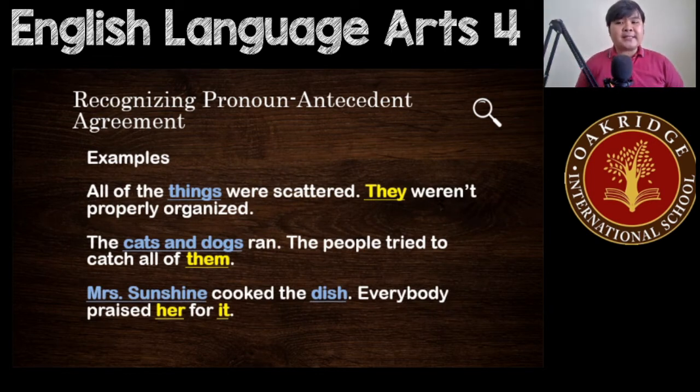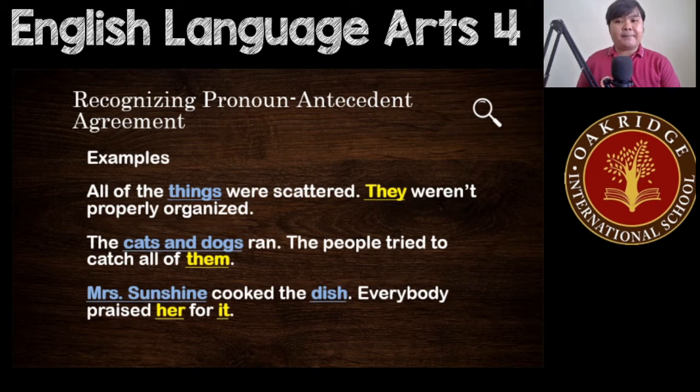So here in the first example, all of the things were scattered. They weren't properly organized. Here, the pronoun that is used is they, underlined in yellow. And the antecedent is things. So remember, they and them are used even for things, whether they may be food or animals or objects, you would still use they and them.